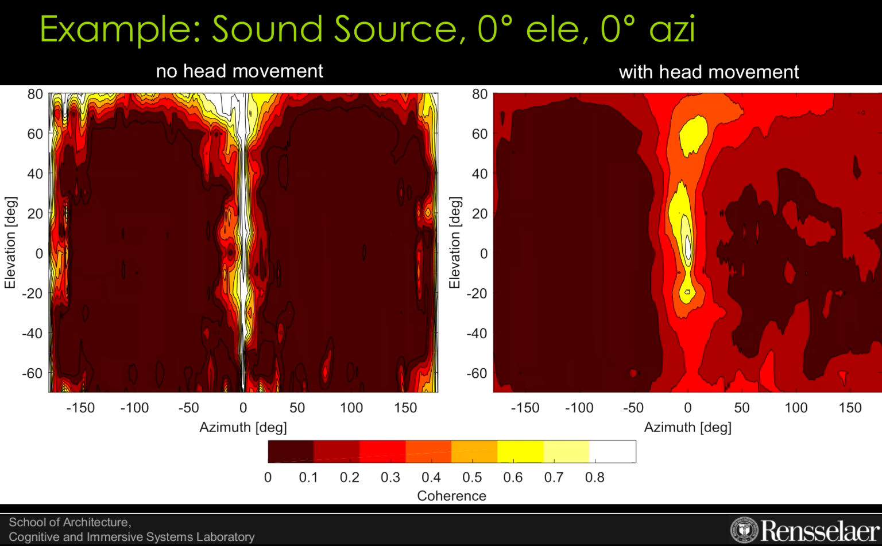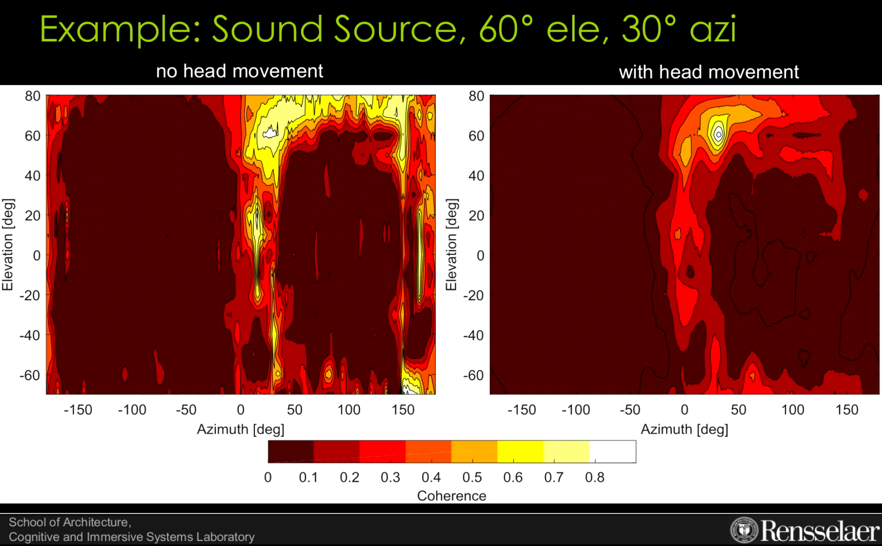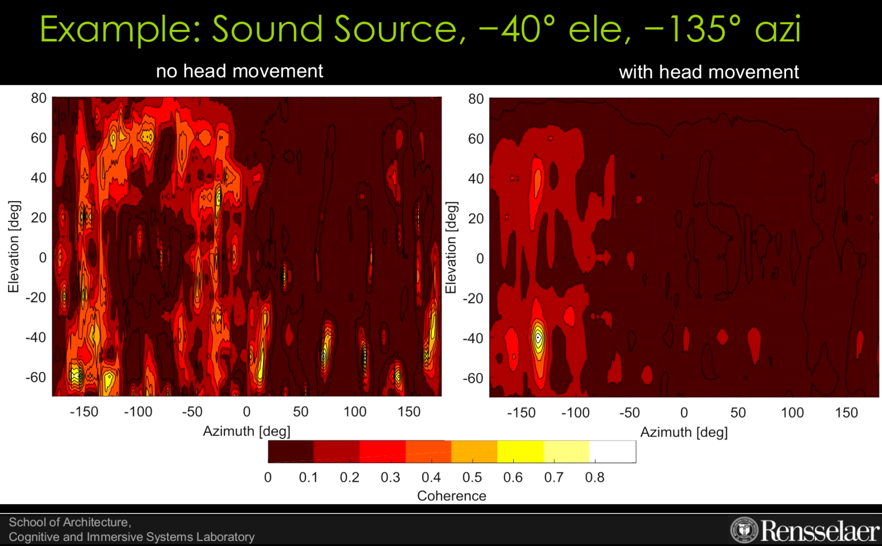I'm going to show you two more. Here 60 degree elevation, 30 degree azimuth. Against the 60 degree you do a little bit better, but the model indicates a number of multiple positions around the cone of confusion. On the right side, head movement narrows it nicely down to the true location, 60 degree elevation, 30 degree azimuth. The last example, minus 40 degree elevation, minus 135 degree azimuth, the same thing: cone of confusion, multiple peaks, you do some head movement and you narrow it down to the true location.